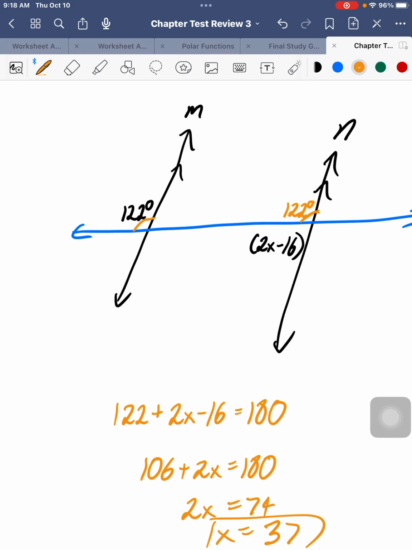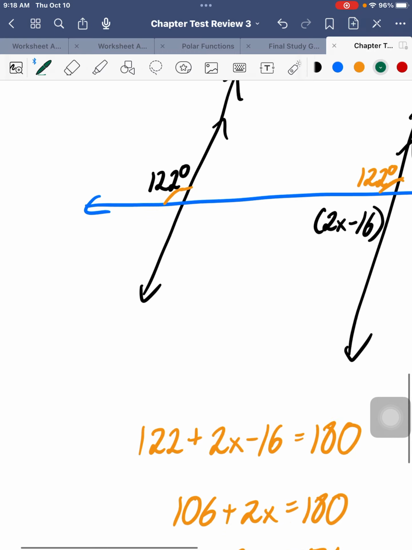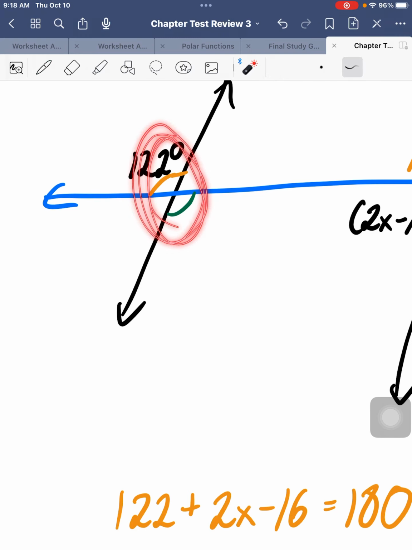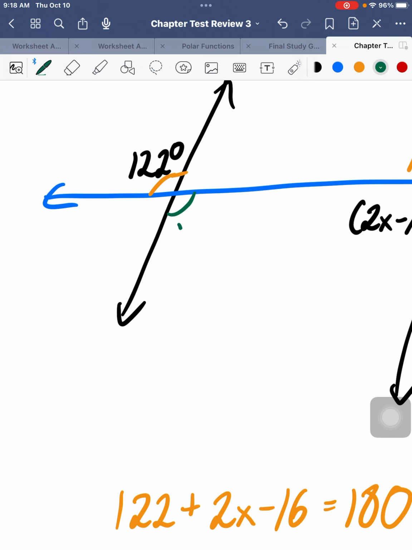Now, in a different color, I'm going to do another way that we could have done this, right? What if I had recognized that this 122 over here, isn't that just vertical angles, right? Wouldn't these two just be vertical angles? So that means this is 122, so this is going to be 122.